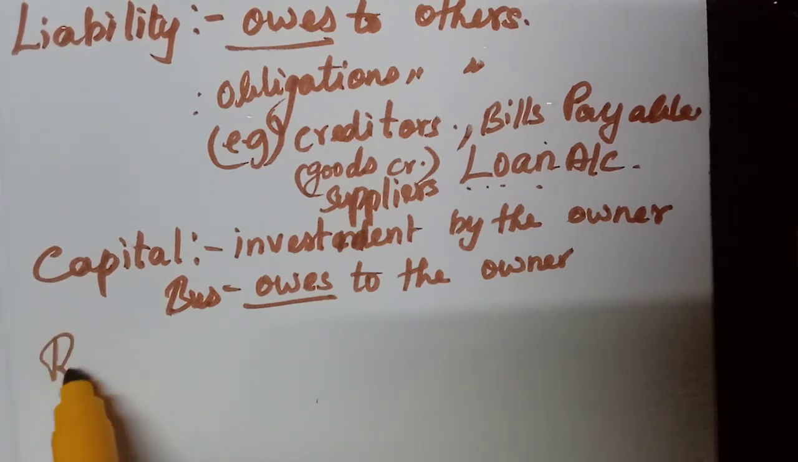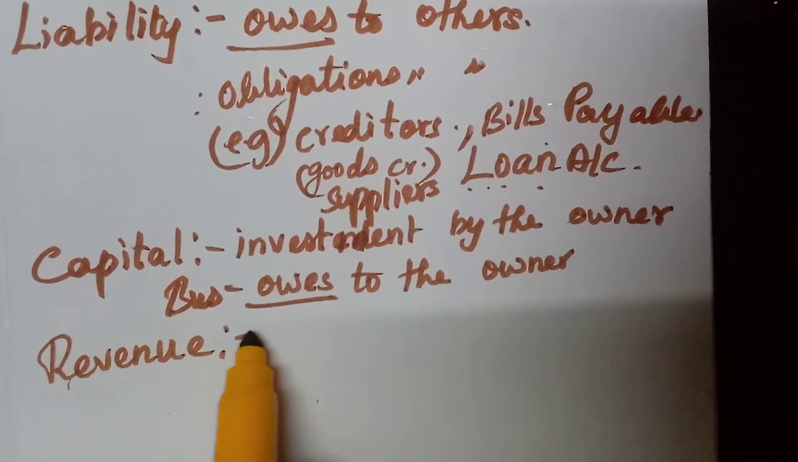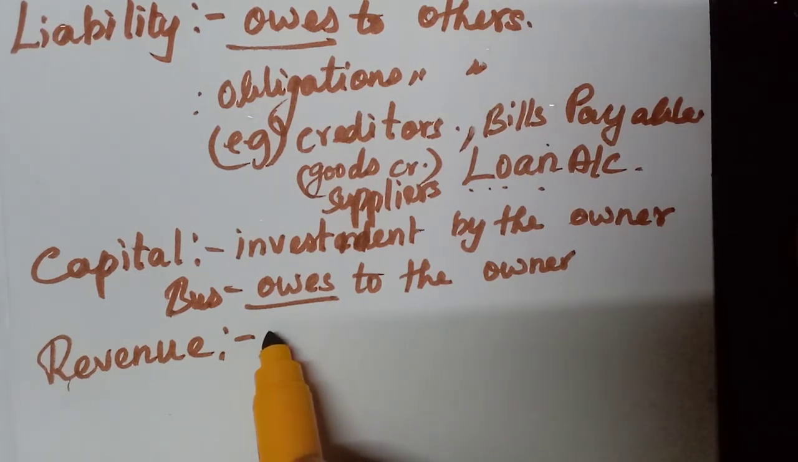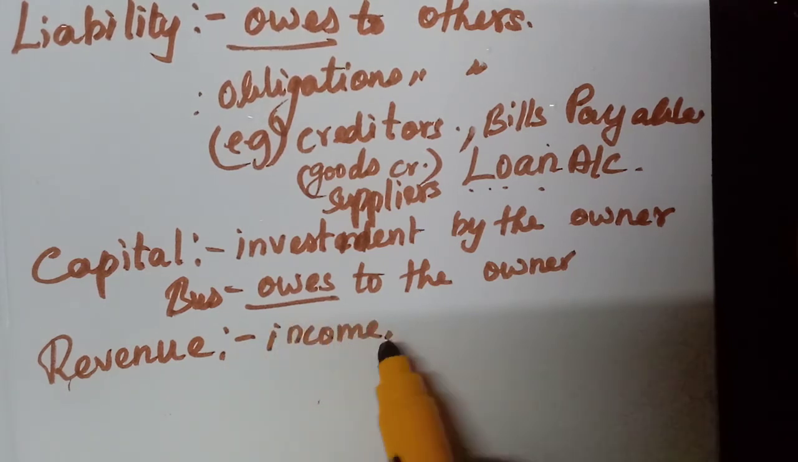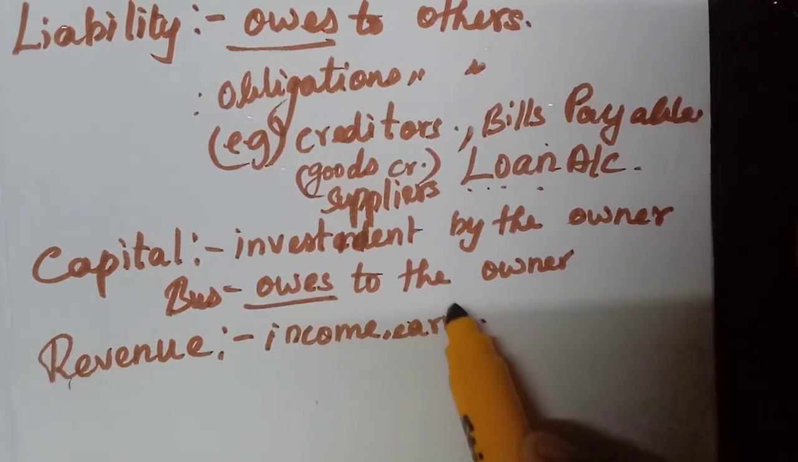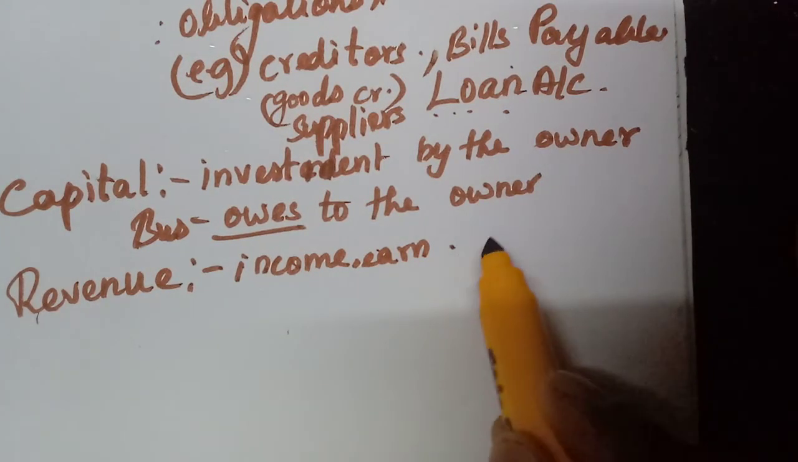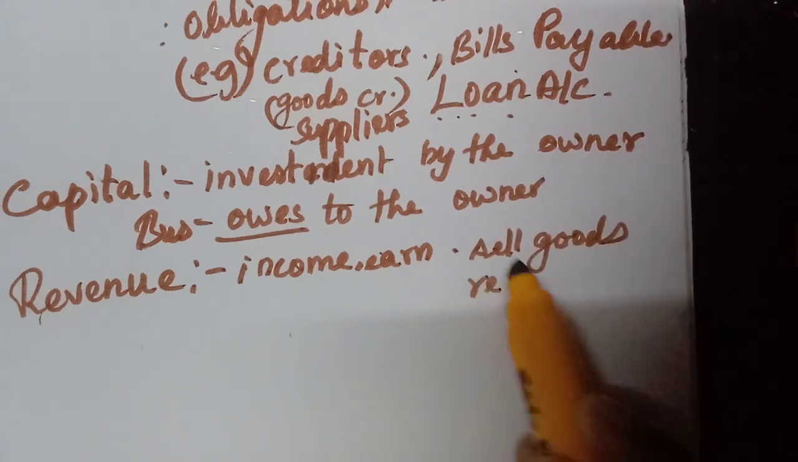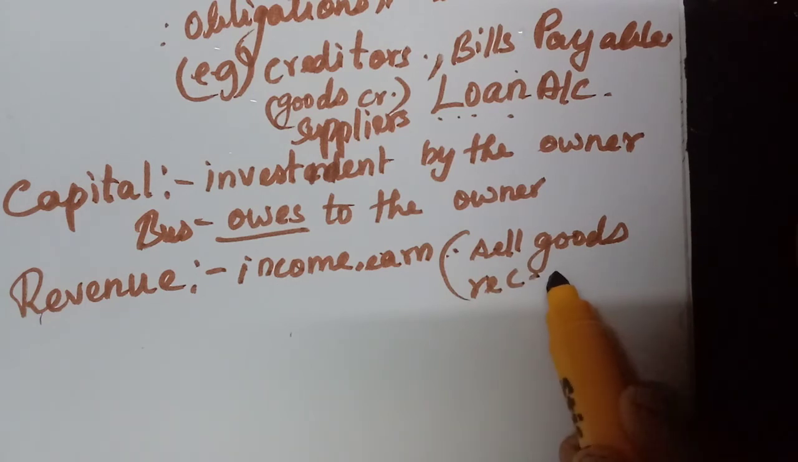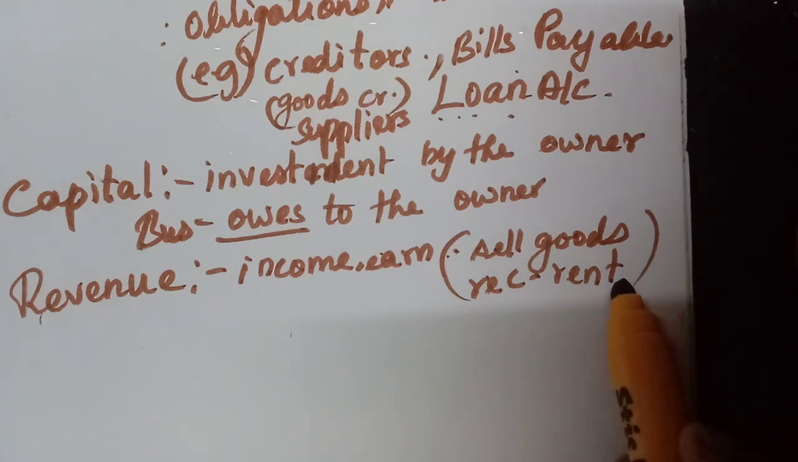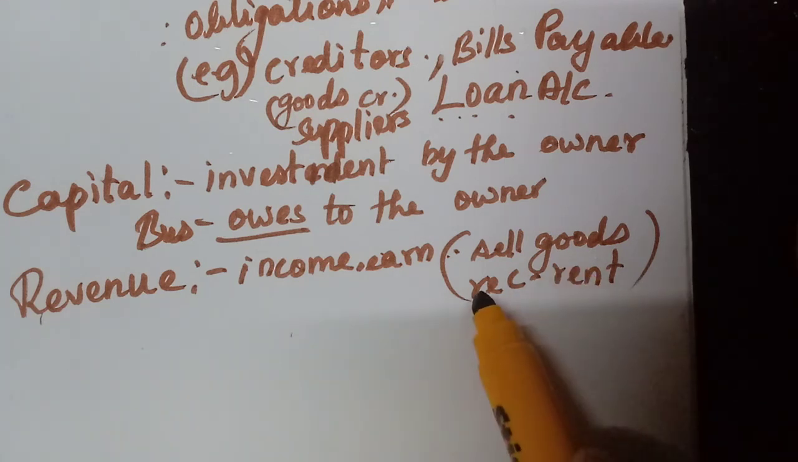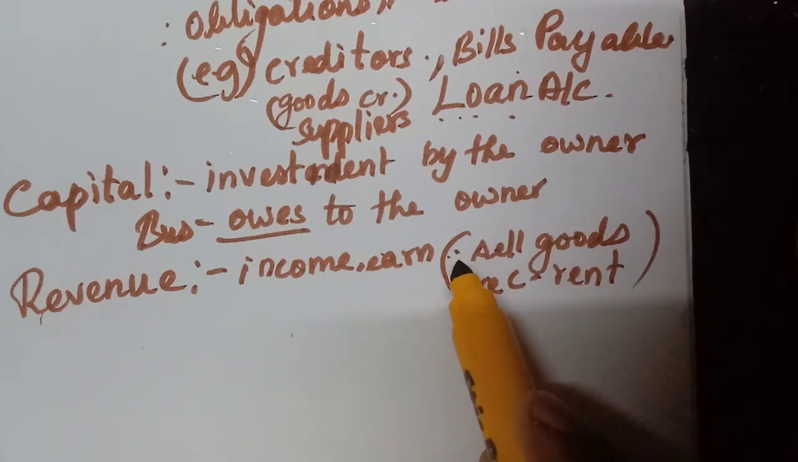Understand? What is revenue? Revenue account. Revenue accounts are all income, all income and revenue, what we earn. Everything will come under revenue. For example, if we sell goods, or receive rent, commission or any dividend, all these are income, that is called revenue. If we sell goods, we also receive some amount, isn't it? All these are called revenue.